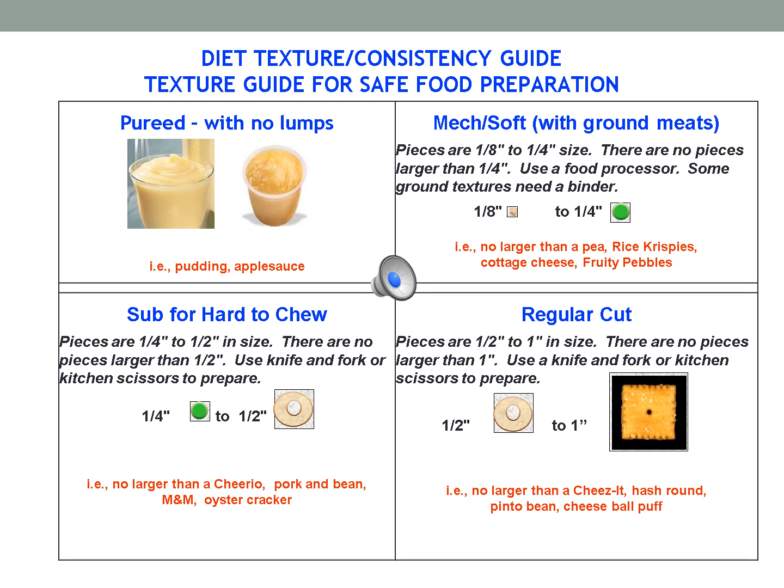Let's go to top left, and we're going to talk about pureed, and that should be pureed smooth, no lumps. And it's a pretty visual picture, pudding or applesauce, that type of consistency. That means you'll put it in the food processor and you will grind it until it is pureed smooth.